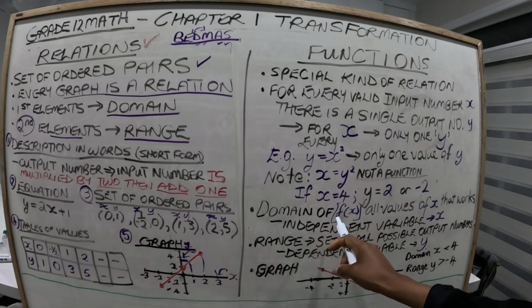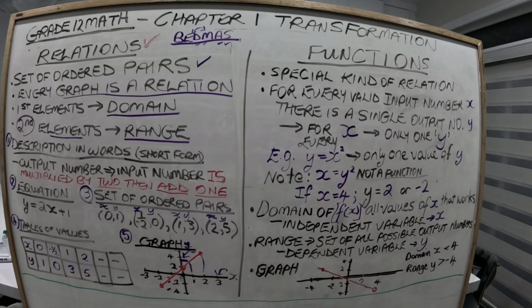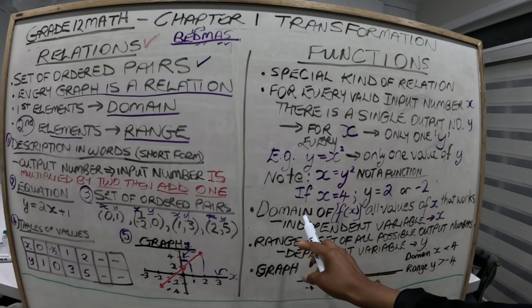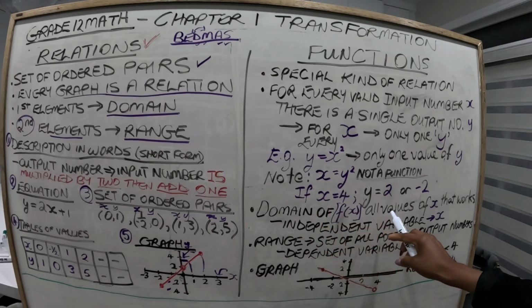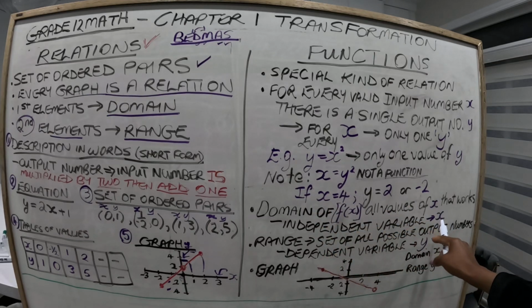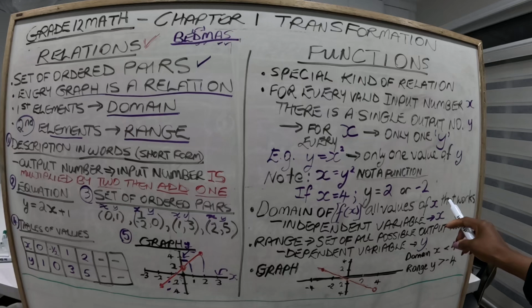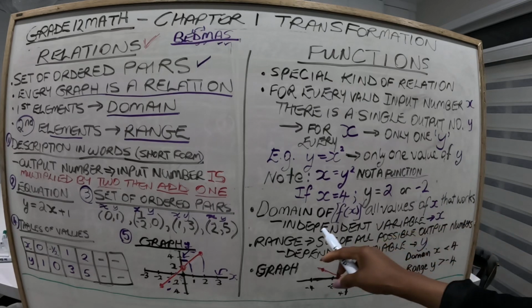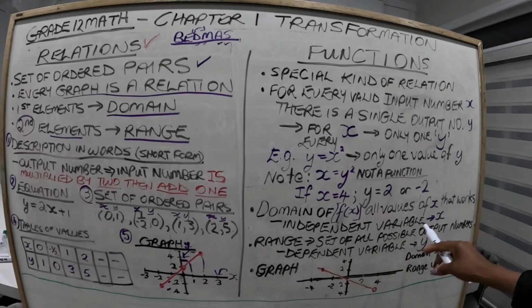When you have a domain of a function, and f of x means function, all values of x must work, right? So in the sense of this variable, which is x, it must be independent. It's not relying on your y. So the domain is when all the values of x make the function work. So the independent variable must be x.